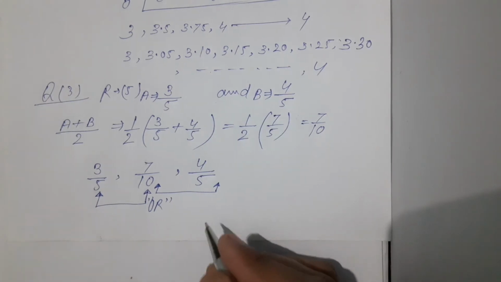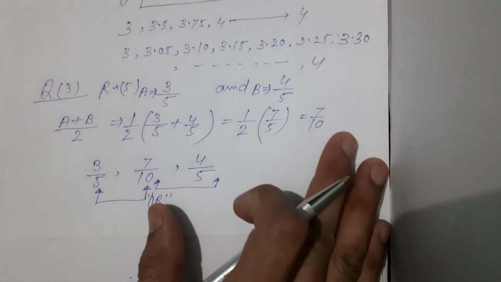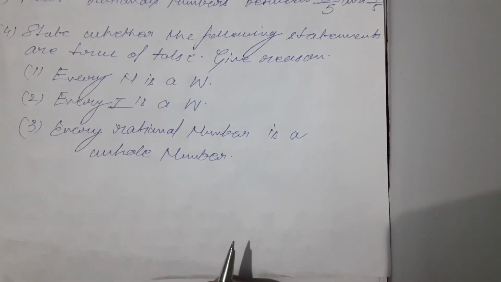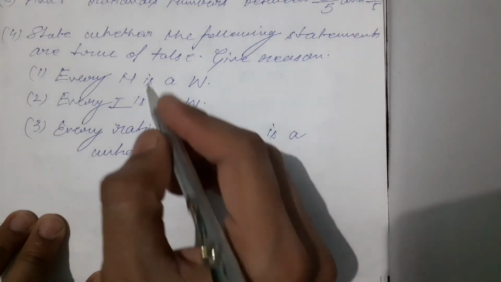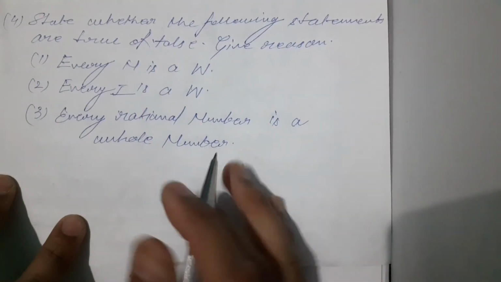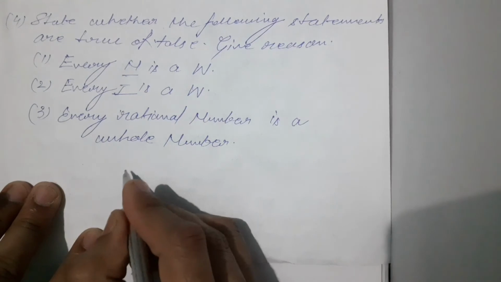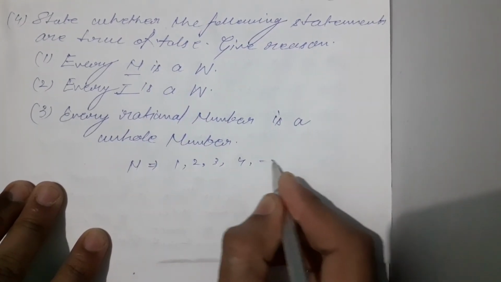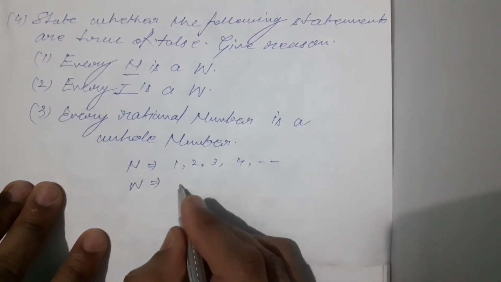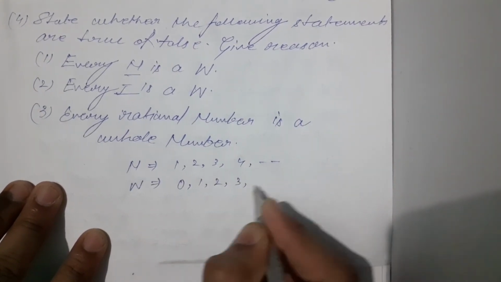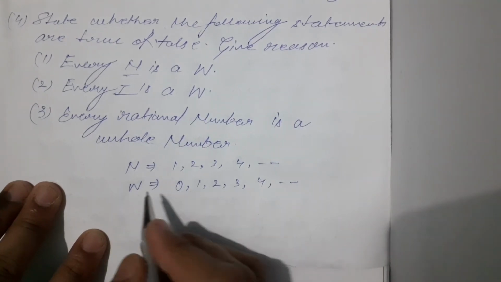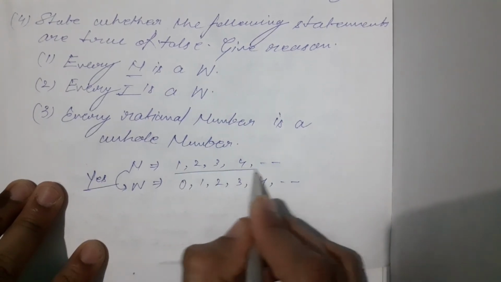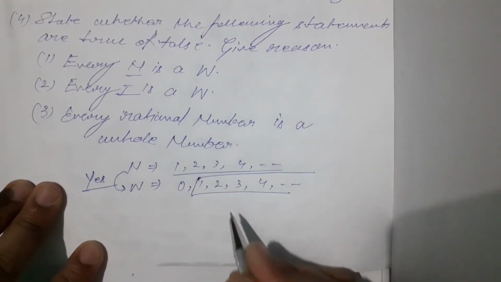Now we will move forward to question number 4. State whether the following statements are true or false and give reasons. Every natural number is a whole number. Natural numbers always start from 1, 2, 3, 4, and whole numbers start from 0, 1, 2, 3, 4, 5. So every natural number is a whole number. Yes, because 1, 2, 3, 4, 5 are part of the whole numbers.